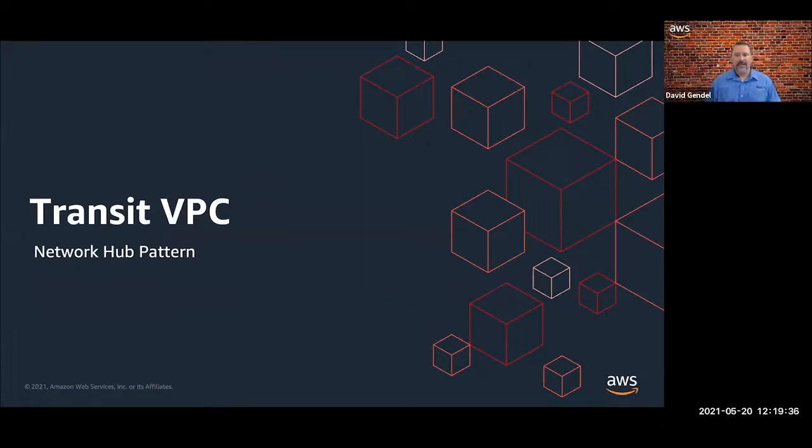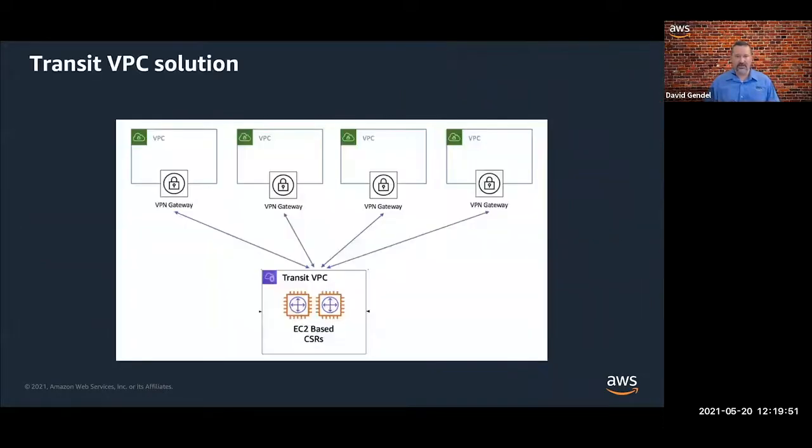So now let's move on to a solution called a transit VPC. And this one's a little bit different. This is not an AWS service. It's a solution that you can deploy in AWS. And I'll talk about some of the key differences there.